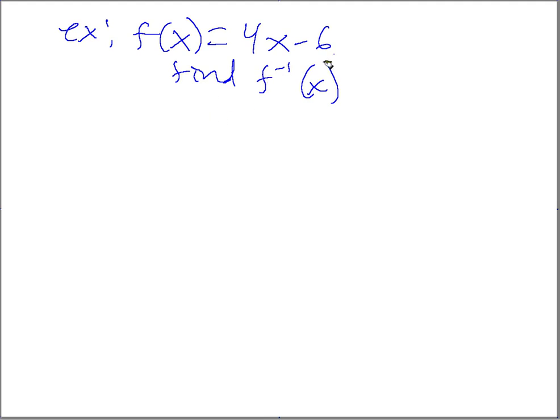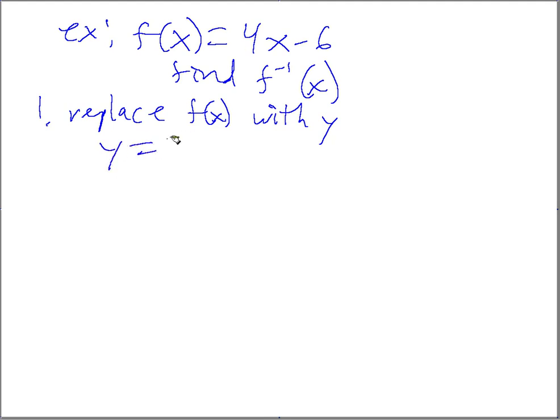How do we do that? The key concept we talked about was switching x and y, because that's the relationship between the function and its inverse. The range and domain get switched around. To find the inverse function, here are some guidelines. First, replace f of x with y. So y equals 4x minus 6, because the function value is basically the y value.